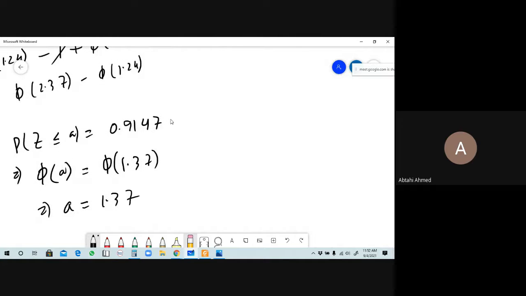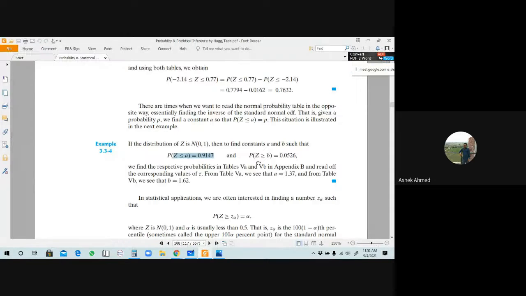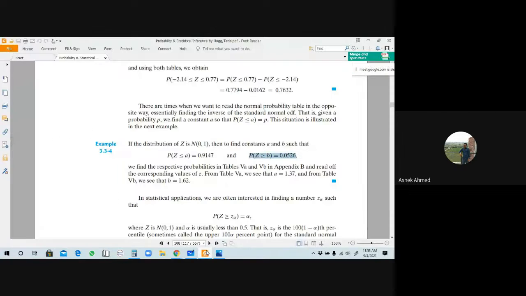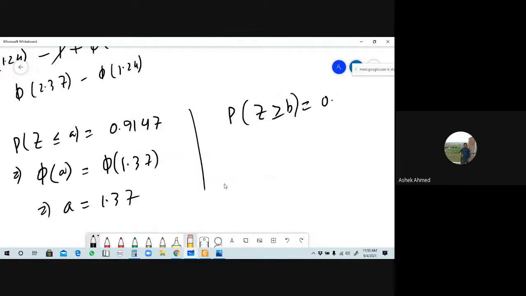Yes, sir. Now let's see the next example, the next problem here. This represents the probability of Z greater than or equal to B. That is, the probability of Z greater than or equal to B is given here as 0.0526. Is it right? Now tell me, how can you determine this? How can you define this inequality here?